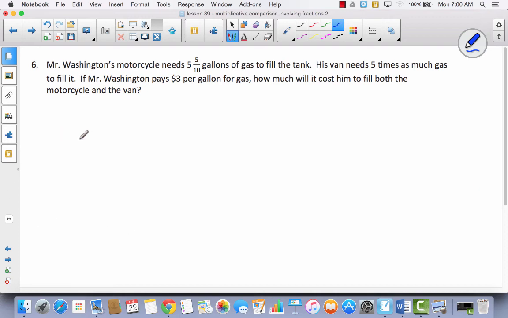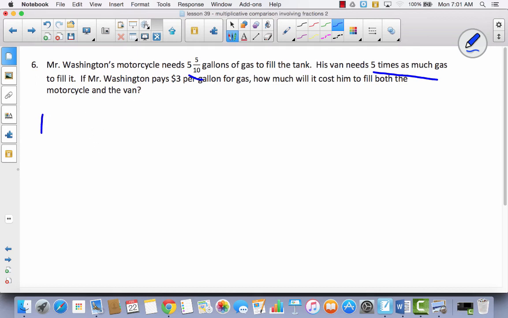Okay, so hopefully you attempted this problem by yourself. I'm going to use that RDWW process. I'm going to begin by reading it. Mr. Washington's motorcycle needs 5 5/10 gallons of gas to fill the tank. His van needs 5 times as much gas to fill it. Mr. Washington pays $3 per gallon for gas. How much will it cost him to fill both the motorcycle and the van?